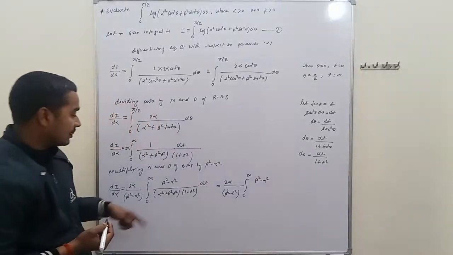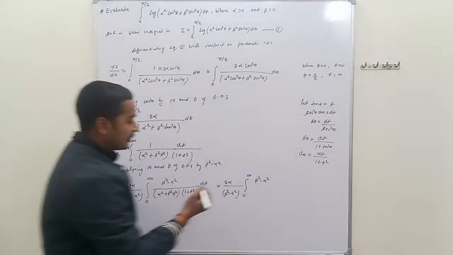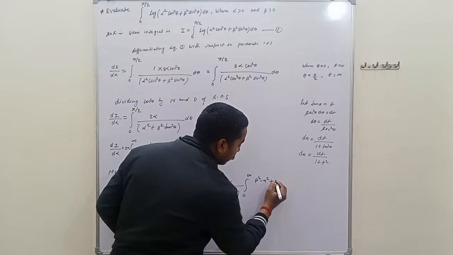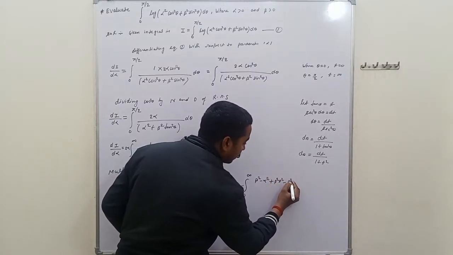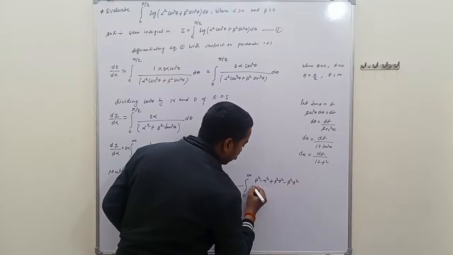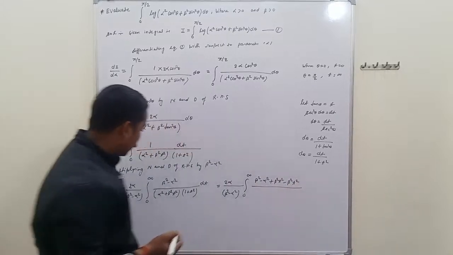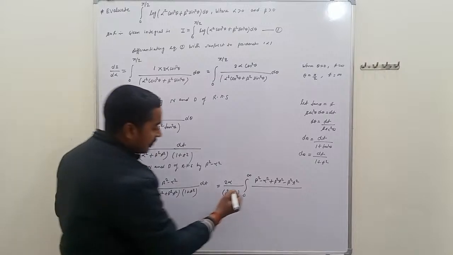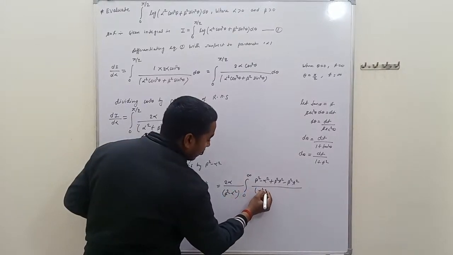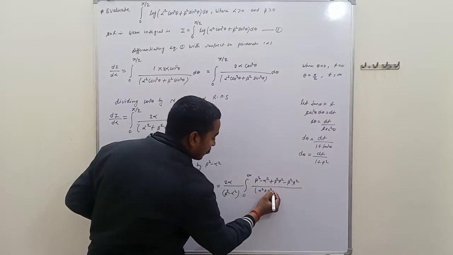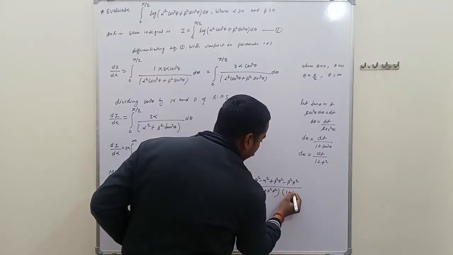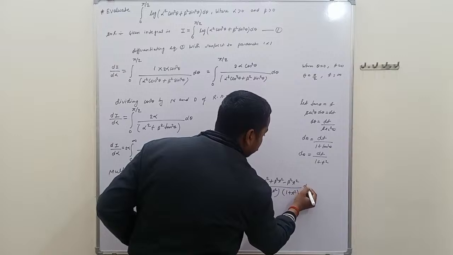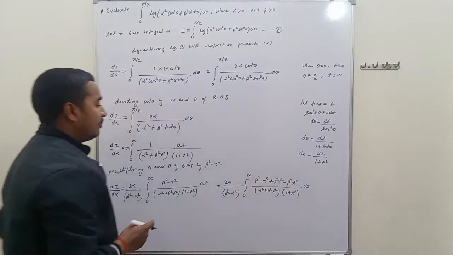We have to add and subtract beta square t square, that is plus beta square t square and minus beta square t square, upon, in the denominator, alpha square plus beta square into t square, and another bracket is 1 plus t square, and here is dt. Further we have to solve.